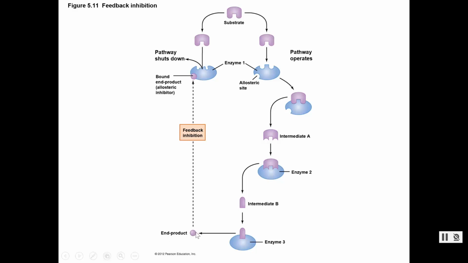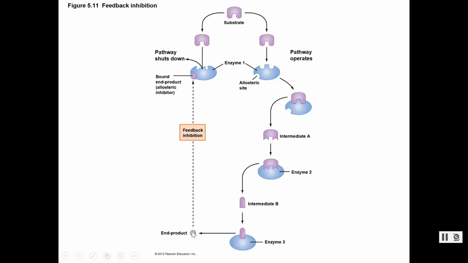But what happens if I have a lot of end product? If I have a lot of this, do I want to spend the energy to make more when I have plenty, when I have a lot of end product? No, nobody wants to do that. Nobody wants to do work when it's already been done for them. So if we've got a stockpile of our end product here, we don't want to keep this pathway open. We want to tell it to stop.